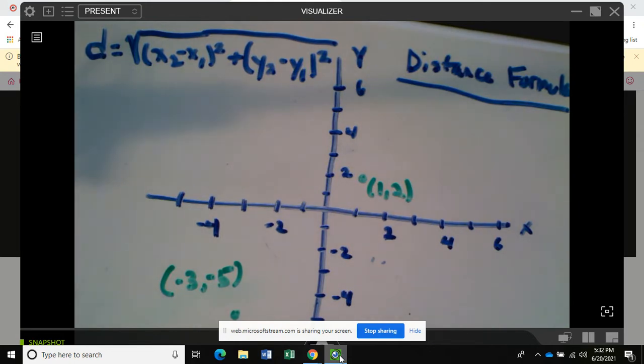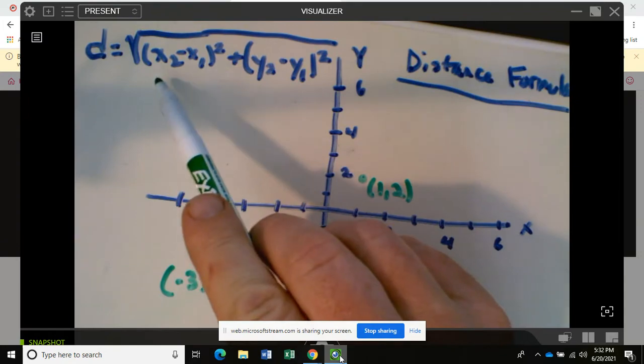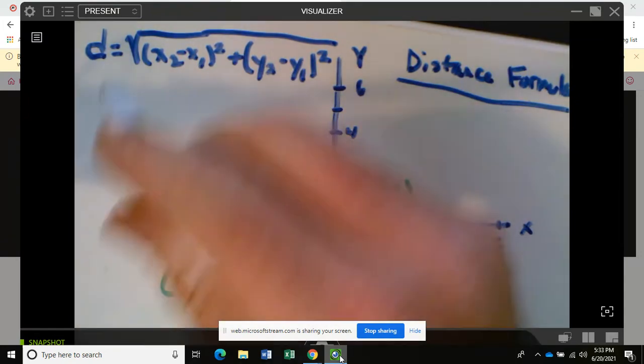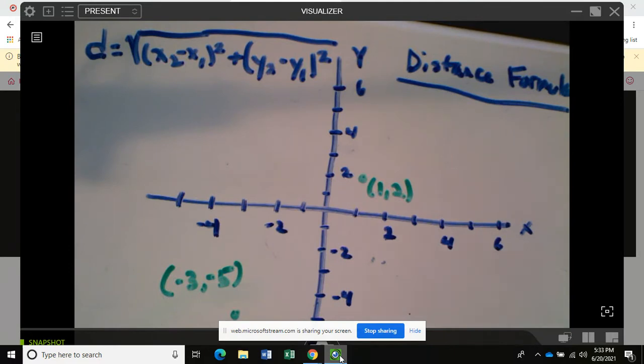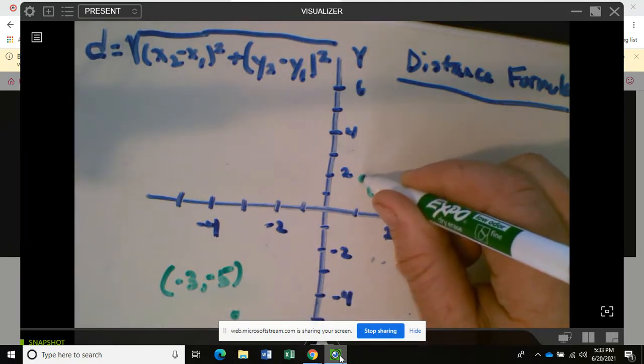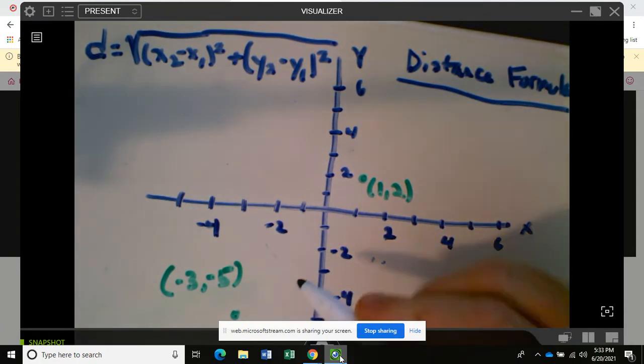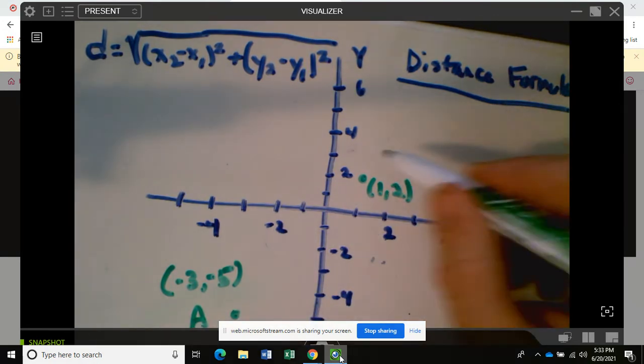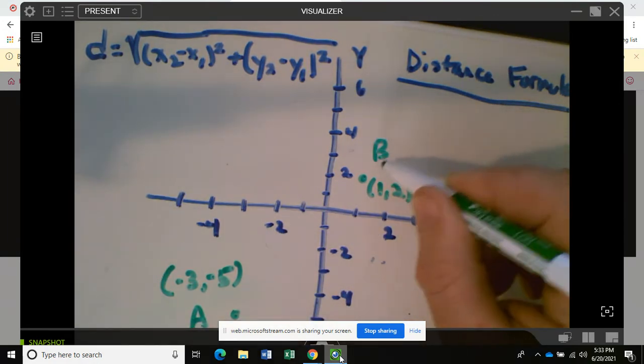You may have learned the distance formula as the square root of x2 minus x1 squared plus y2 minus y1 squared. So basically, it's finding the distance between any 2 points. So we have a point here and a point here, and these would be our endpoints. Point A is -3, -5. We'll label that point A. Point B is x is +1, y is +2.